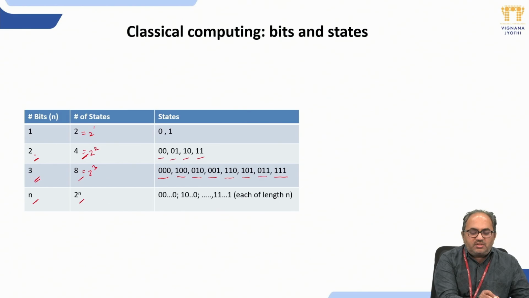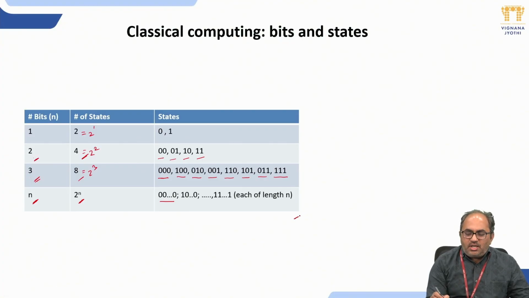If I have 2 bits, I have 2 to the power of 2 number of states. If I have 1 bit, I can have 2 to the power of 1 number of states. These are the states. So if you continue like that, if I have n number of bits, I will have 2 to the power of n number of states. So every state is of bit length n. So these are all the states.